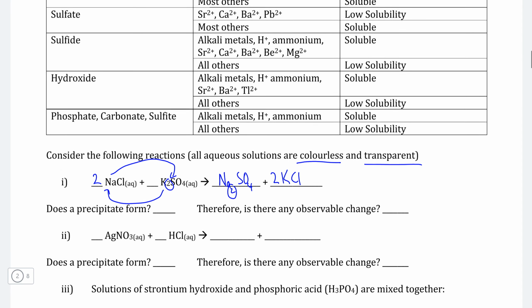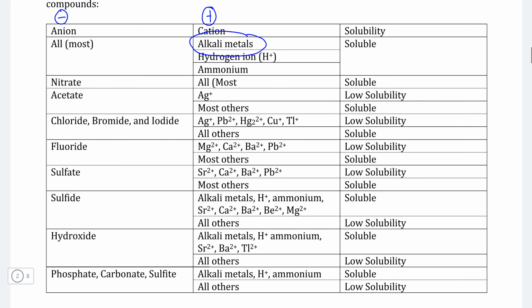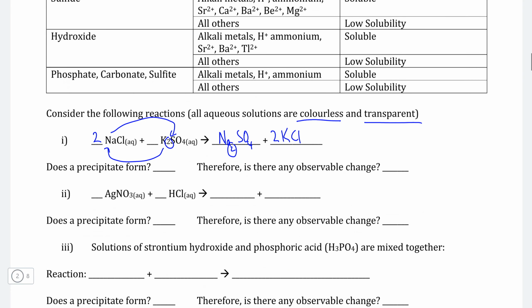So if we use the data table, we can recognize that sodium and potassium are both alkali metals, and we can see that when alkali metals pair with basically every possible anion, they produce soluble substances, meaning that we are not going to see a precipitate here, because sodium and potassium are both alkali metals, and therefore these would remain dissolved in water. So here, we do not see a precipitate forming.